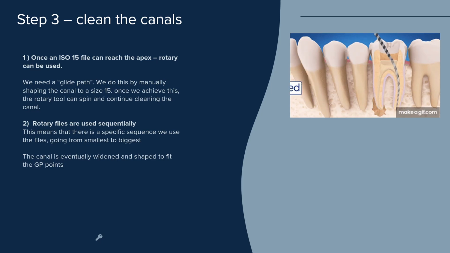Okay, so this is what rotary looks like. Rotary files are used sequentially, which means in order. Not typically, always from smallest to biggest. You never go biggest to smallest. It doesn't make sense. Okay, again, familiarize yourself with your system. Make sure you give the dentist F1, then F2, then F3, then FX, FXL if they're using ProTaper or Ultimate. Obviously, it varies. The reason why we do this is because we want the canal to eventually be widened and shaped to fit the final GP points.